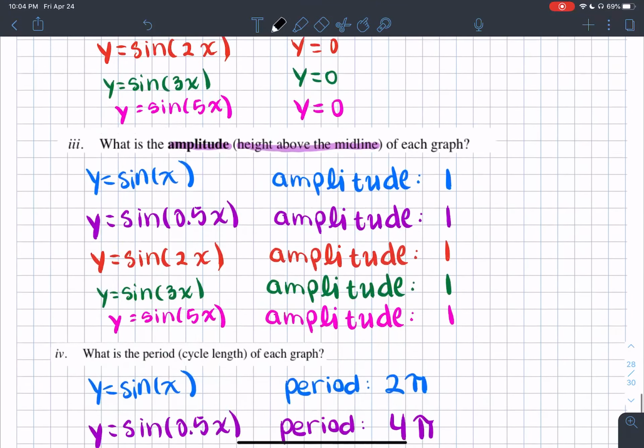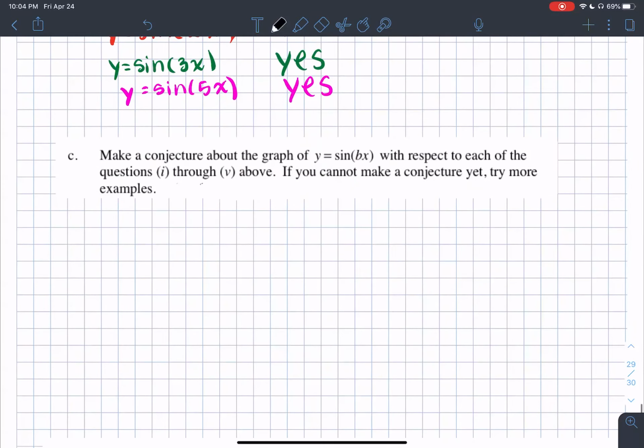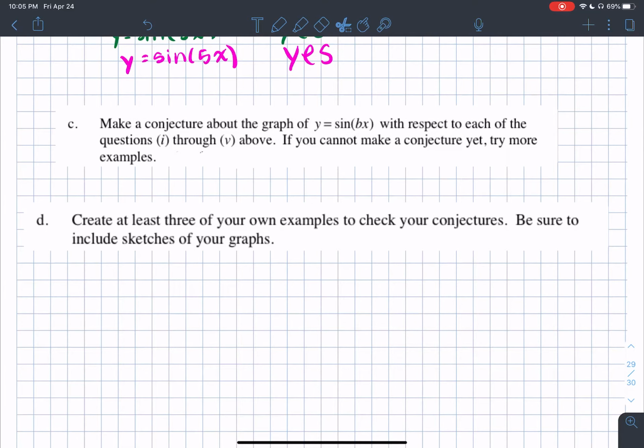So if you look back at these questions that we just did, can you make any conjectures or assumptions about the graph y equals sine of bx? Go ahead and pause the video now to make a conjecture. Your conjecture is your own, so I'm not going to tell you what conjecture is or give you the answer for this, because this is something you should be doing in your own brain and thinking about what this conjecture would be to you. So now let's look at part D.